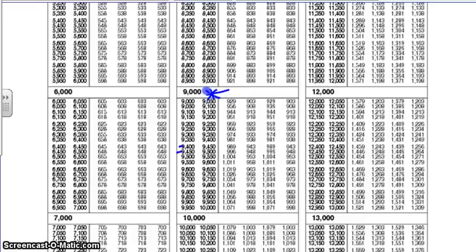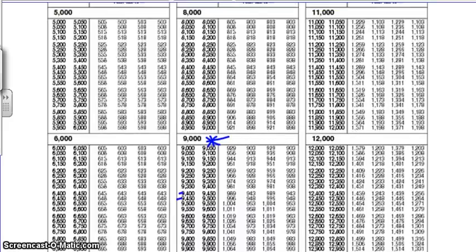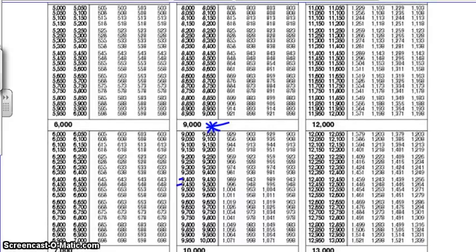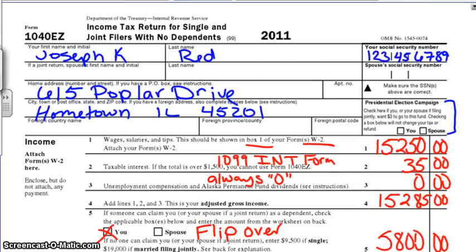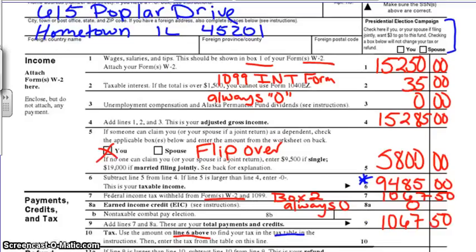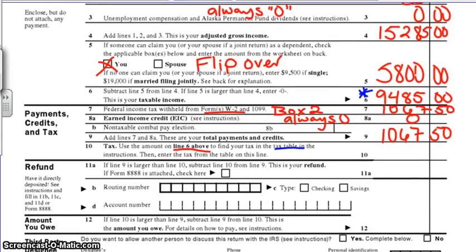You move to the right and you will see at the very top it talks about if you are single, if you're married filing jointly, and so forth. Just simply, again, you're looking at the 9,450 to 9,500. The number that you are going to use is $996. So let's go ahead and put that $996 on line 10. Again, make a note, tax table.